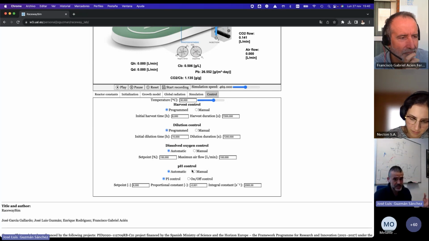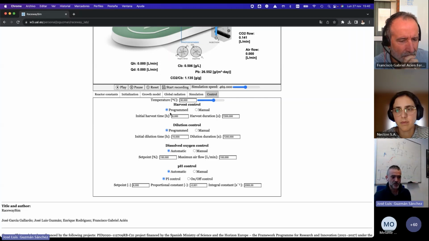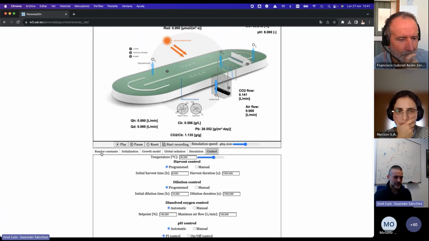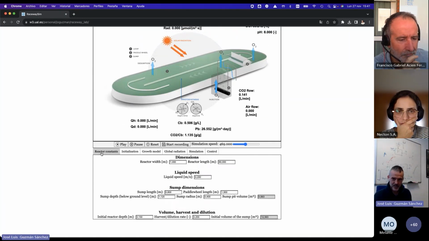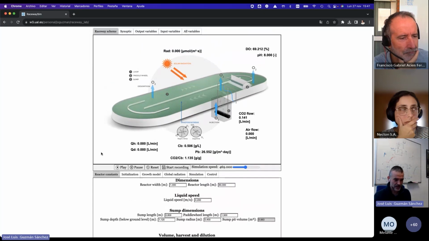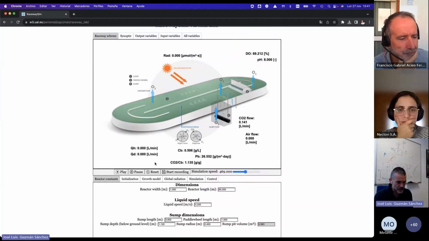It's something that many people are still using in the literature. We will see, for just one single day, what is the effect of having or not having control on the productivity of the system. And also you can determine the harvesting and the dilution rates in manual mode or in automatic mode.